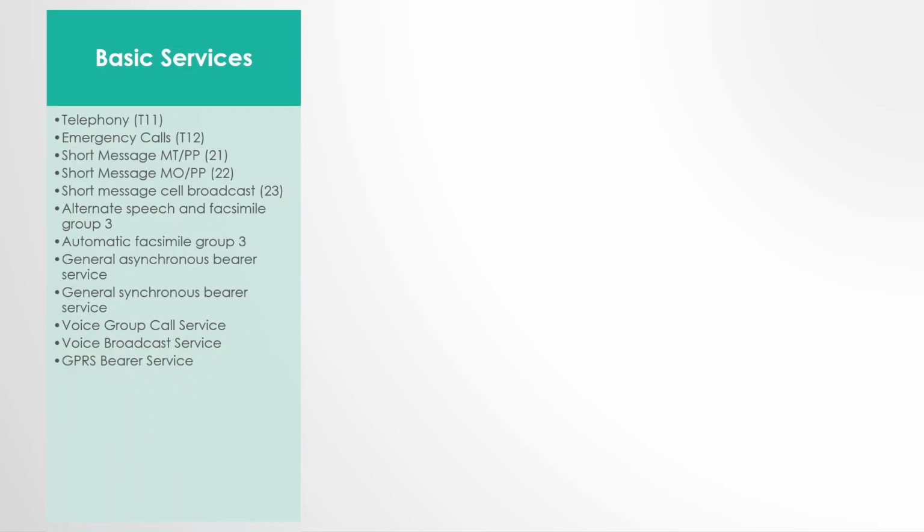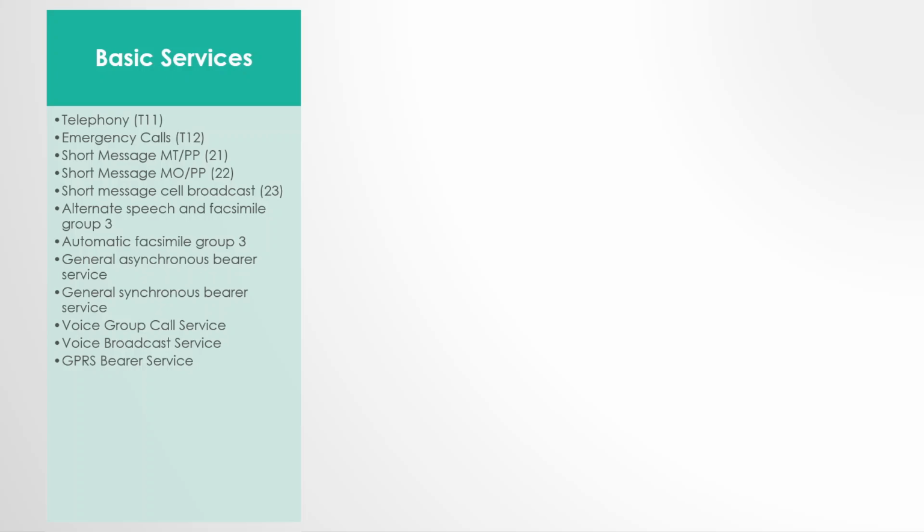Now let us look at the various telecommunication services offered by GSM networks. Starting with basic services, which include telephony, which is a basic form of service that enables speech conversations. Emergency calls, which are special type of voice calls that are routed to nearby emergency centers to access much needed support as needed. Short messaging services, which include both mobile terminated and mobile originated messaging capability between person to person, and a special type of messaging called cell broadcast.